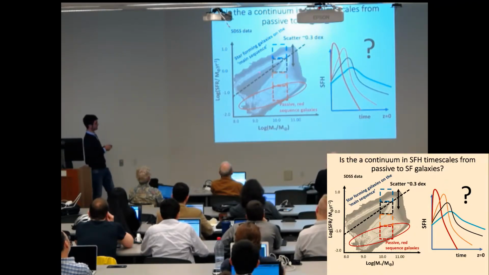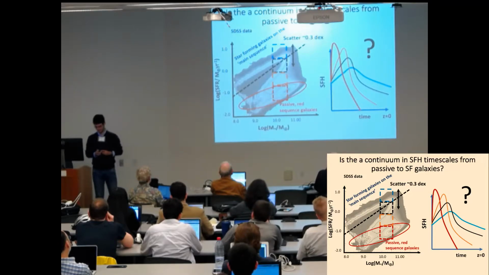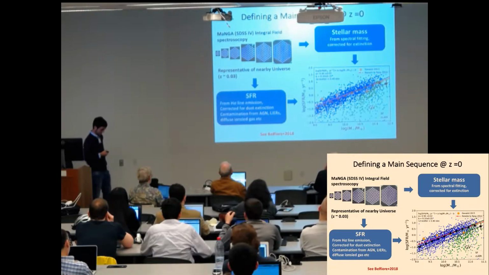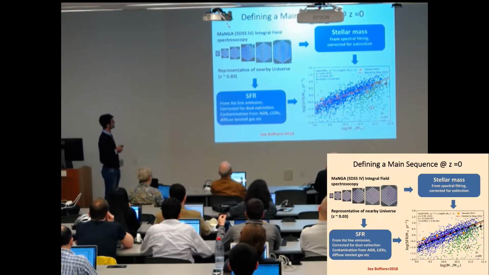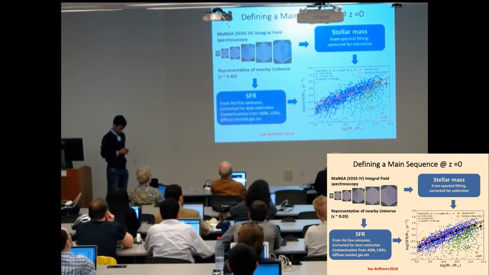I want to study this plane at redshift 0 and cut it in little bins across mass and star formation rate. Obviously, such a data set is MaNGA, which was already introduced by our fearless PI, Kevin, yesterday, so I don't need to tell you anything about how we use integral field spectroscopy to map galaxies.